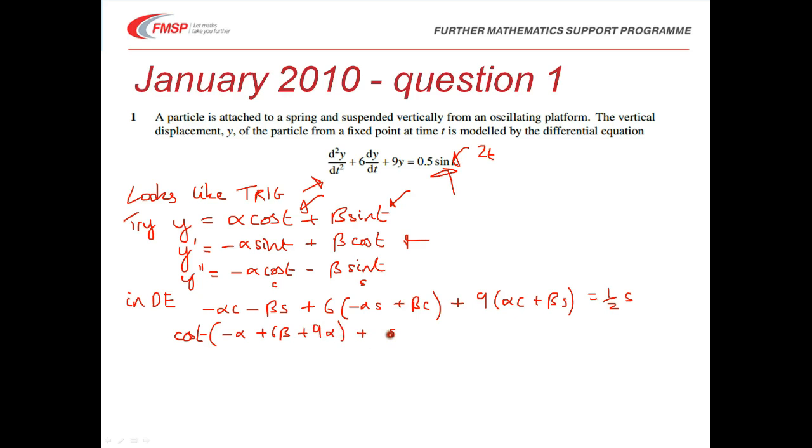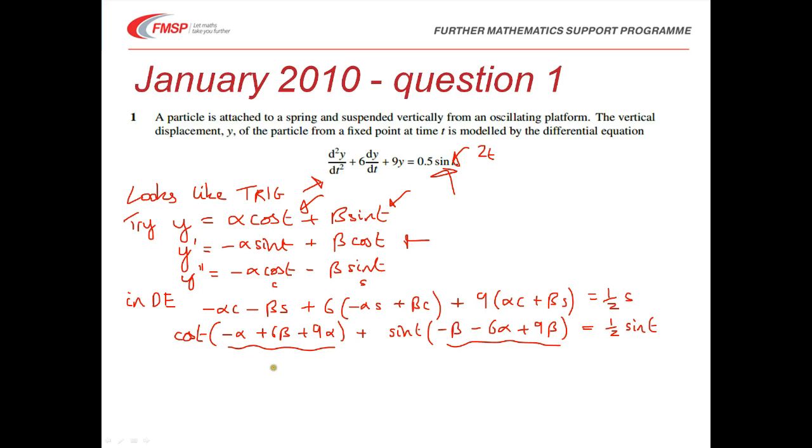Now let's do the same with the sine terms. I'll tidy these up in a sec. But I've got a minus beta, a minus 6 alpha, and a plus 9 beta. And you quite often get these sort of alternating things. You get a flavor here which is repeated with different signs, and the letters the other way around. And on the right hand side I've got a half sine t still. I've gone back to my full workings because I don't have to write sine out so much now.